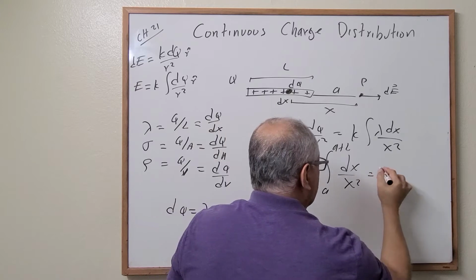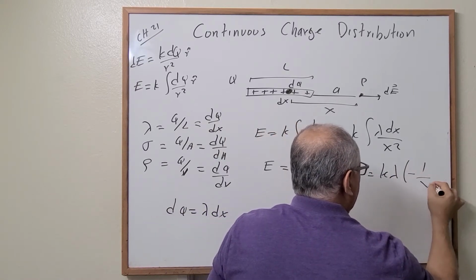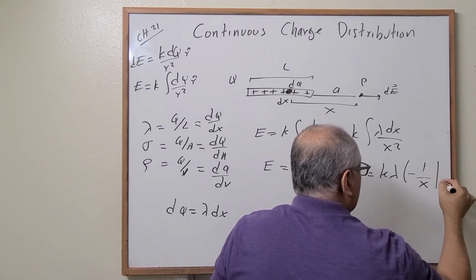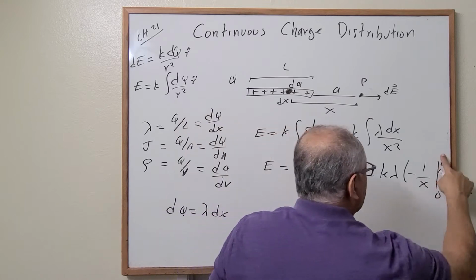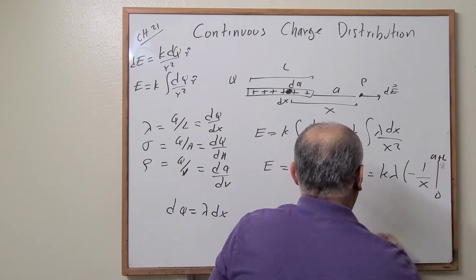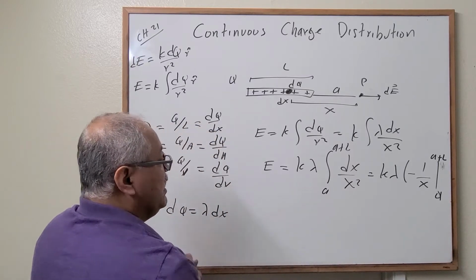So this equals k lambda times 1 over x, evaluated from a to a plus L. The lower limit is a, and a is this distance. Perfect. And what do we have at the end?